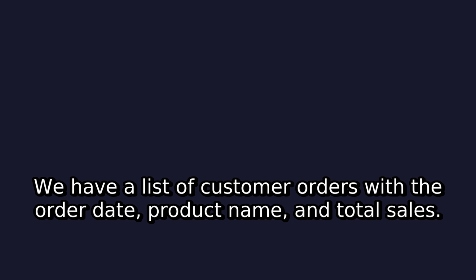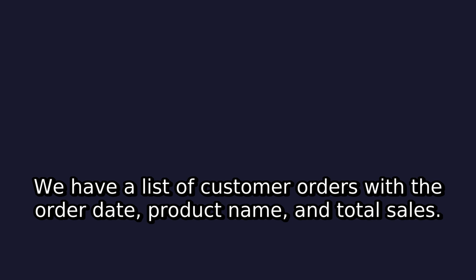By the end of this video, you'll be able to create a dynamic filter in Excel that updates automatically whenever the date range changes. To start, let's create a simple example. We have a list of customer orders with the order date, product name, and total sales.